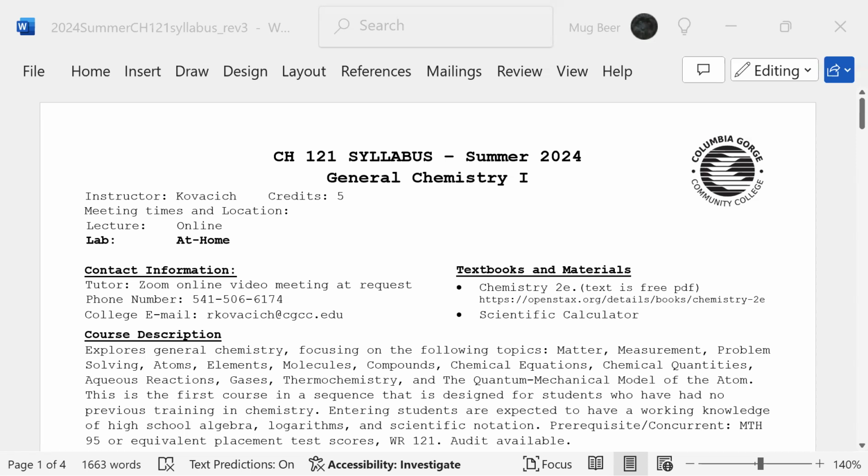There's my phone number and my email address. Most of the time, you can just get me by either email or Moodle messaging, and I'm pretty quick to respond.